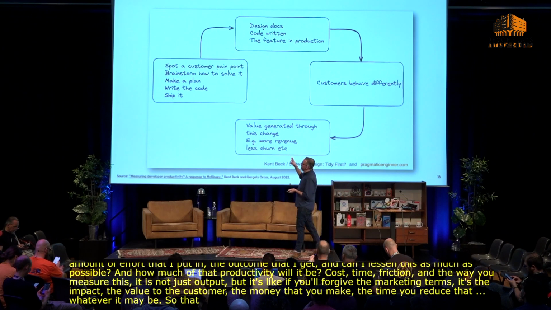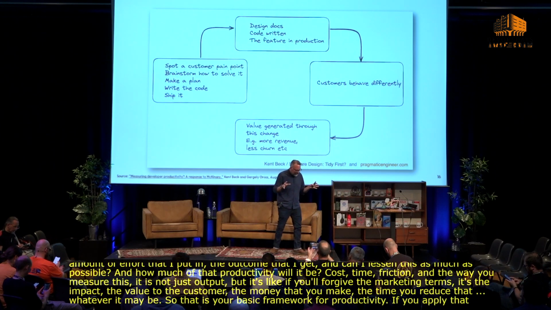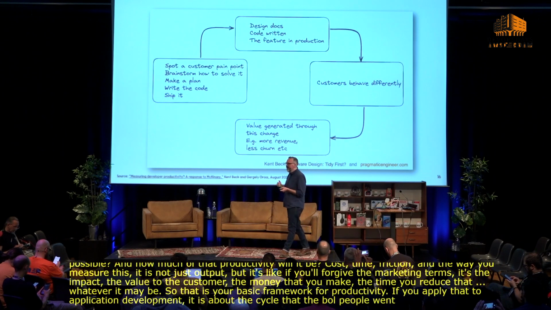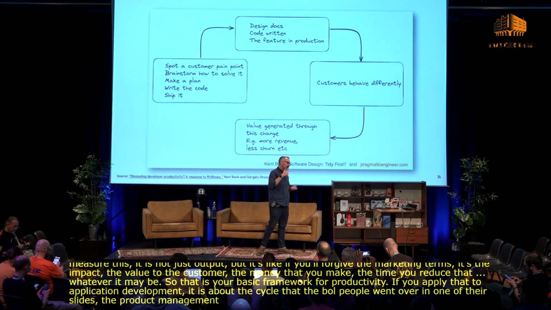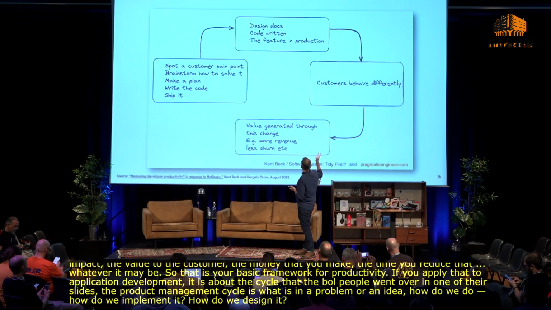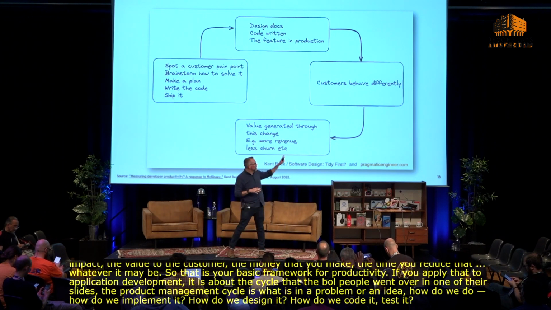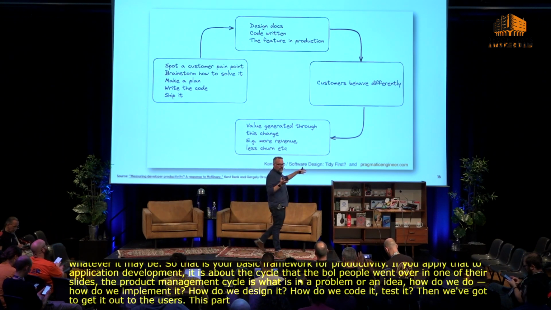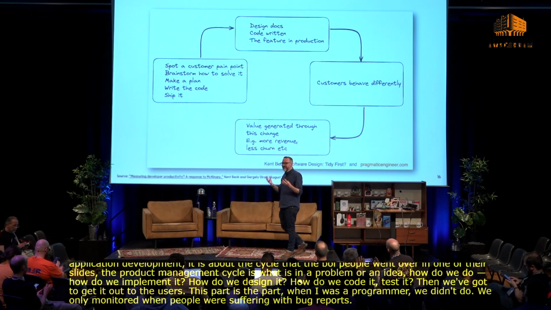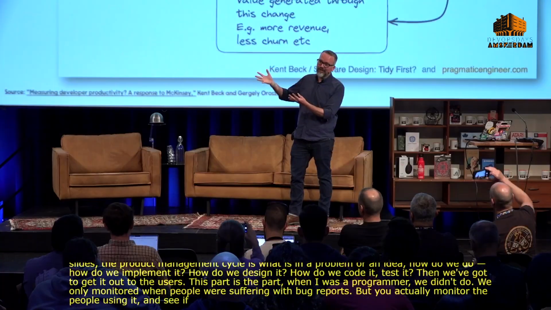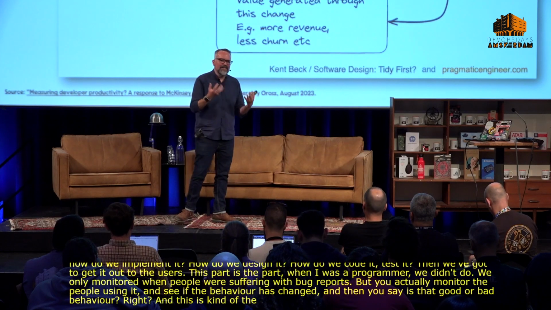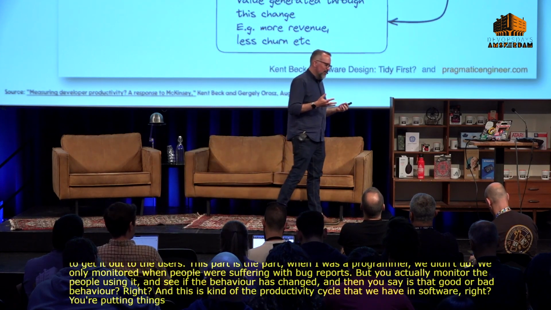And then if you apply that to application development, it's all about this cycle that the Bull people went over in one of their slides, that kind of product management cycle: what's a problem or an idea, how do we implement it, how do we design it, how do we code it, how do we test it, then we've got to get it out to the users. And this part is the part that, when I was a programmer, we didn't do. We only monitored when people were suffering with bug reports. But you actually monitor the people using it and see if behavior has changed. And then you say, is that good or bad behavior? This is the productivity cycle that we have in software. You're putting things out there, and you've got to see if you get the outcome that you wanted.